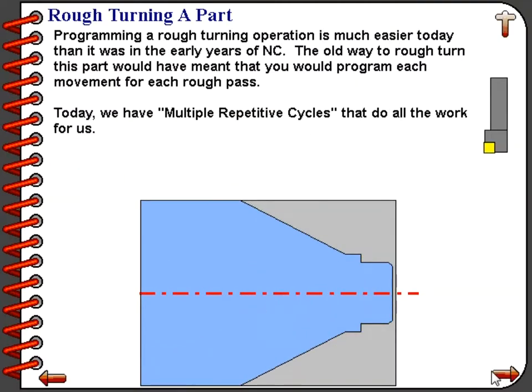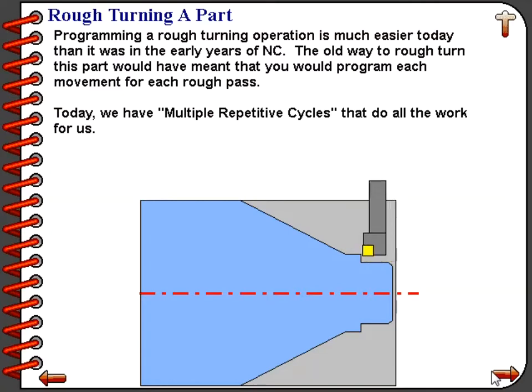Programming a rough turning operation is much easier today than it was in the early years of NC. The old way to rough turn this part would have meant that you would program each movement for each rough pass. In other words, we would have had to rapid the tool down to our cut diameter, calculate the end point for our rough turn, feed down to that point, feed up off of the part, rapid back to the front of the part, with each pass taking a total of 4 program lines. This meant an awful lot of programming.